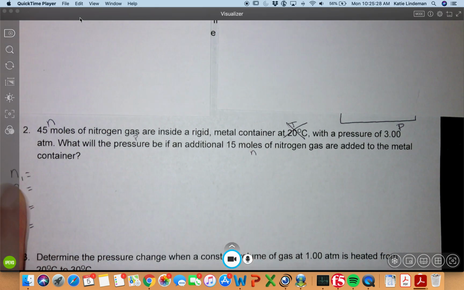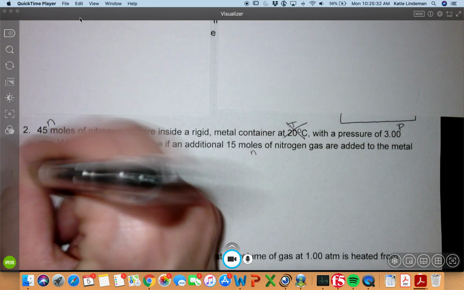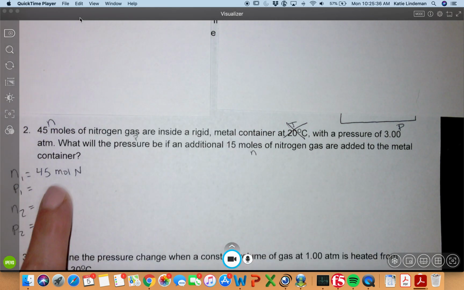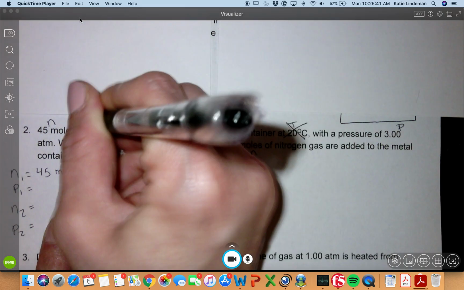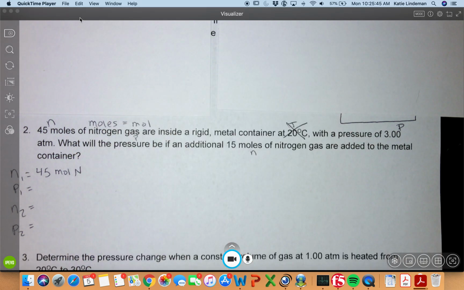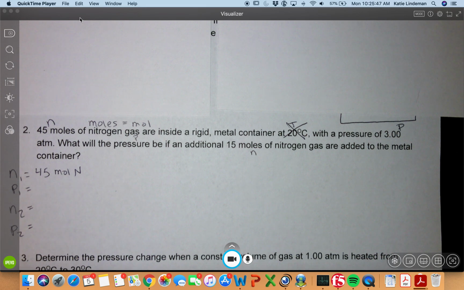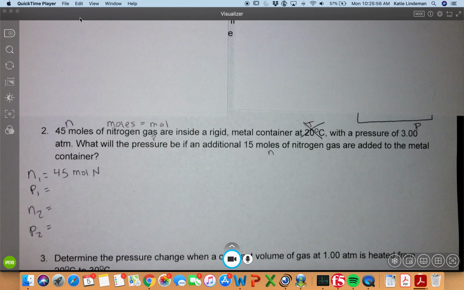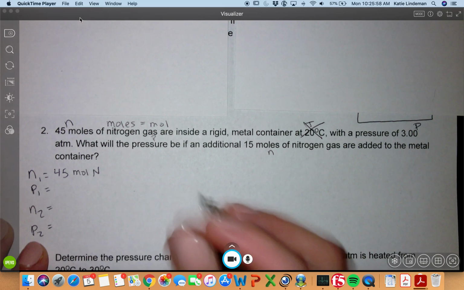Okay, so for N1, we have 45 moles of nitrogen. MOL is just an abbreviation for moles. So moles equals MOL. That's like the shortened version of it. If you just put an M, that is for meters, not mole. Okay, so make sure that if you are abbreviating that, you're using the correct abbreviation. So pressure 1 is 3 atmospheres.